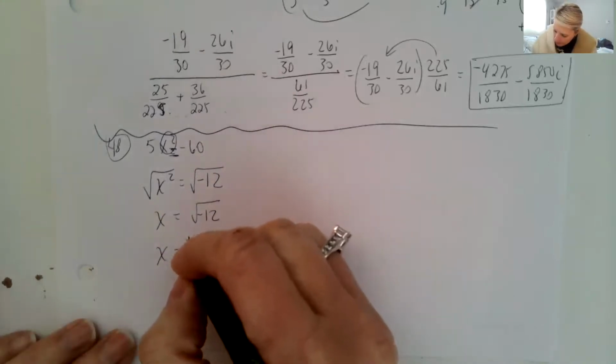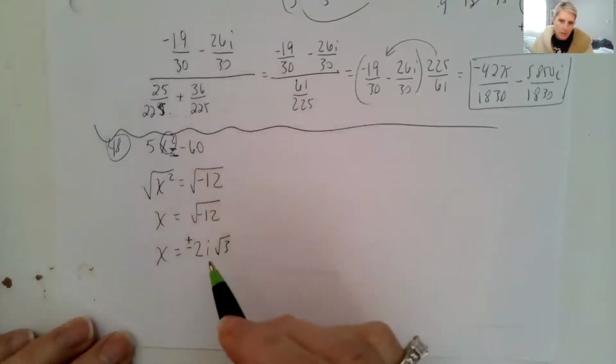Can't forget plus or minus, because the square root could be plus or minus on this 3. Okay, let's look at 53.